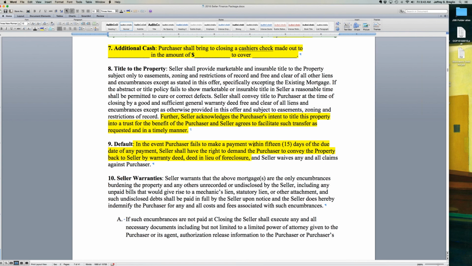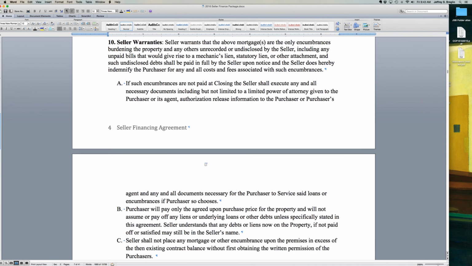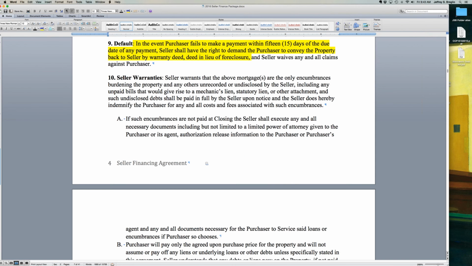Okay, default. Again, this is if you don't make payments within 15 days of the due date, you're in default, and the seller has the rights of either foreclosure or coming after you. But you can change that to whatever you want. Most of the rest of this are just warranties. The seller warrants that the mortgage they've told you about is the only encumbrance on the property. So that's their only mortgage.